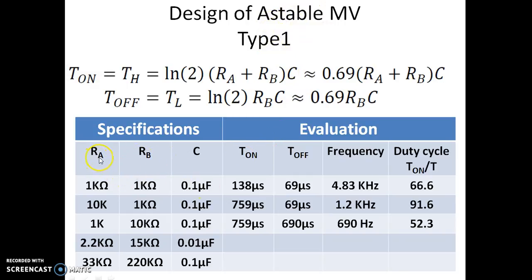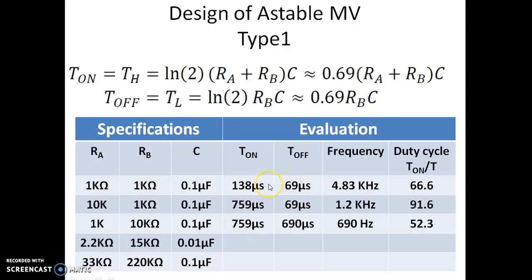In type 1, the specifications given are Ra, Rb and C. We are asked to estimate the on time, off time and the duty cycle. In the first example, the specifications are Ra and Rb are 1 kilo ohms each, and the timing capacitor C is 0.1 microfarad. Using the equation T on is equal to 0.69 (Ra plus Rb) into C, we get the on time as 138 microsecond. Similarly, off time using this expression is 69 microsecond. So this is the timing of the output.